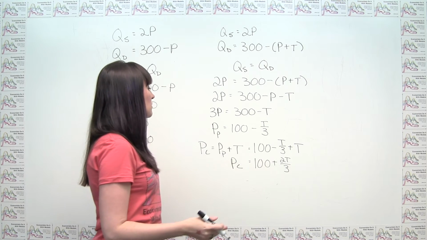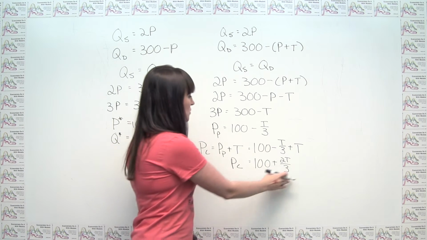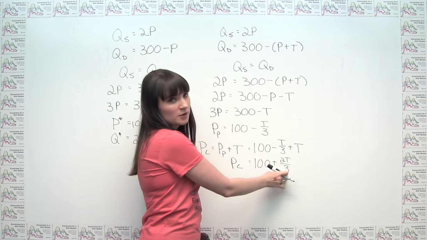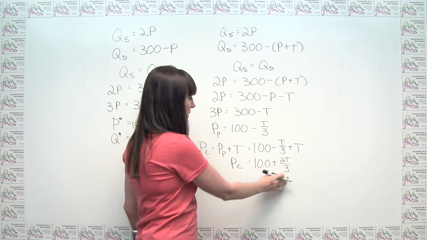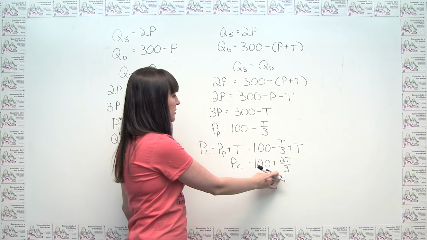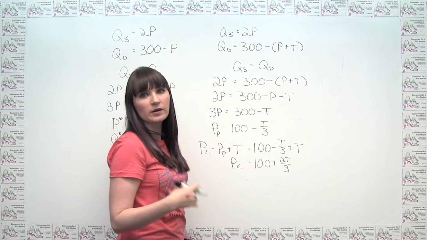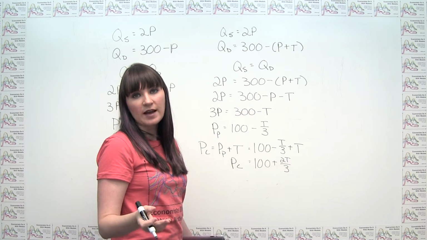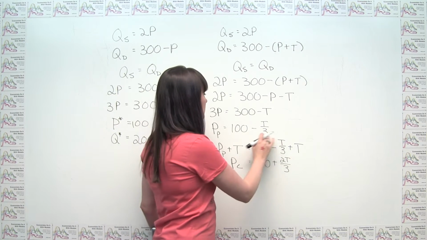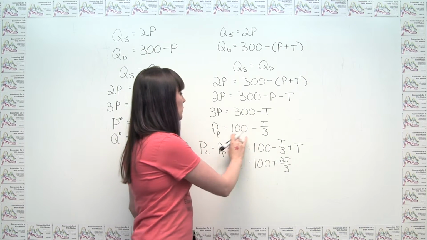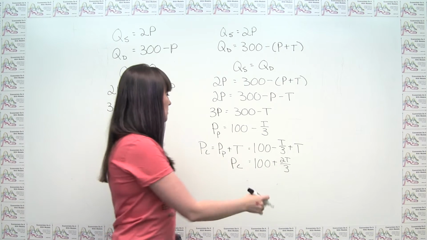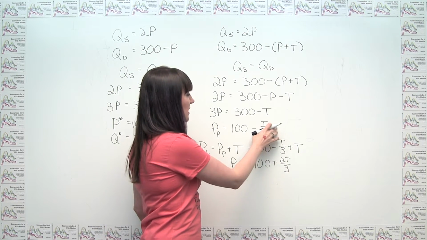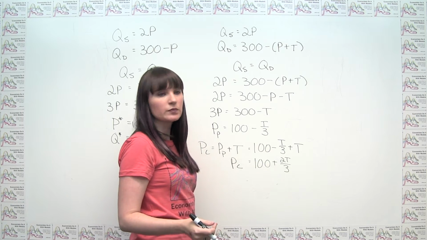So essentially what we're seeing is that the consumer is bearing 2/3 of this tax burden, or 2/3 of the tax incidence, because its price increased by 2T over 3. And the producer is bearing 1/3 of the total tax burden, or 1/3 of the tax incidence, because its price went down by 1/3 of the tax. So we essentially see the consumer is paying twice as much of the tax as the producer is.